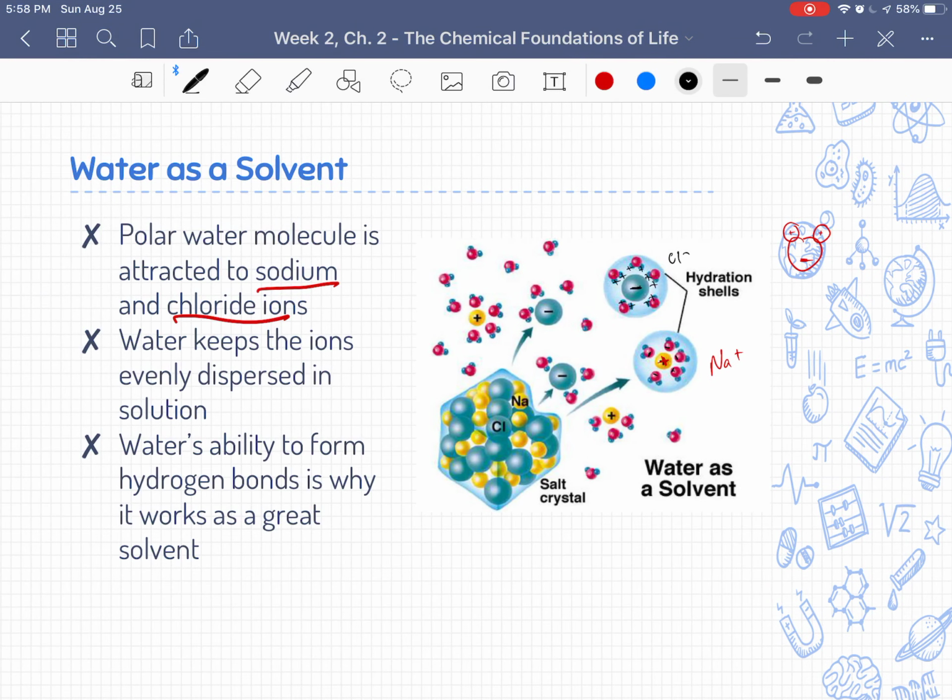All right. So the water keeps those ions evenly dispersed in solution. It will surround all those ions, forming what's called a hydration shell, and it keeps them apart. So salt water is going to stay salt water until there is energy added to it that is going to cause those chlorides and sodiums to come back together. So if we take that pot of salt water and we put it on the stove, we're adding energy. The water itself becomes water vapor and goes away, and that gives sodium and chloride a chance to come together and come back as salt.